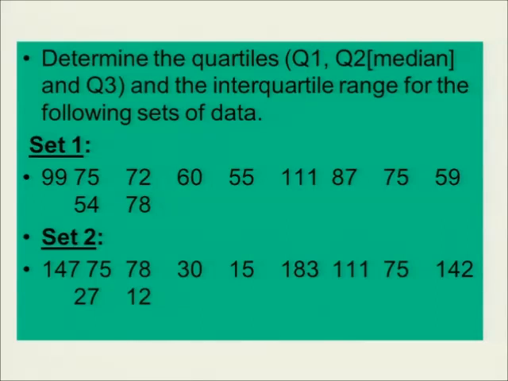It says, determine the quartiles, meaning Q1, Q2, remember Q2 is also the median, and Q3, and the interquartile range for the following sets of data. You have set 1 and you have set 2. For each set of data, you must determine Q1, Q2, and Q3, and also the interquartile range. I'll give you a few minutes to work on this. And then after that, we can look at the solutions.